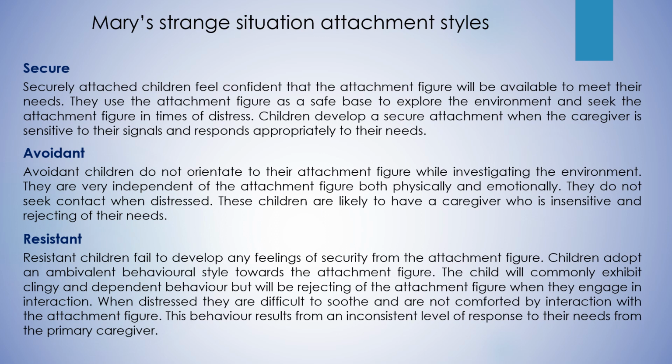She also identified the avoidant attachment. The avoidant was where the children do not orientate to their attachment figure while investigating the environment. They are very independent of the attachment figure, both physically and emotionally. So the child was very much investigating the room, but was away from the person who cares for them. They do not seek contact when distressed. So when they were upset, they did not go to get any comfort from mum. These children are likely to have a caregiver who is insensitive and rejects the child's needs.